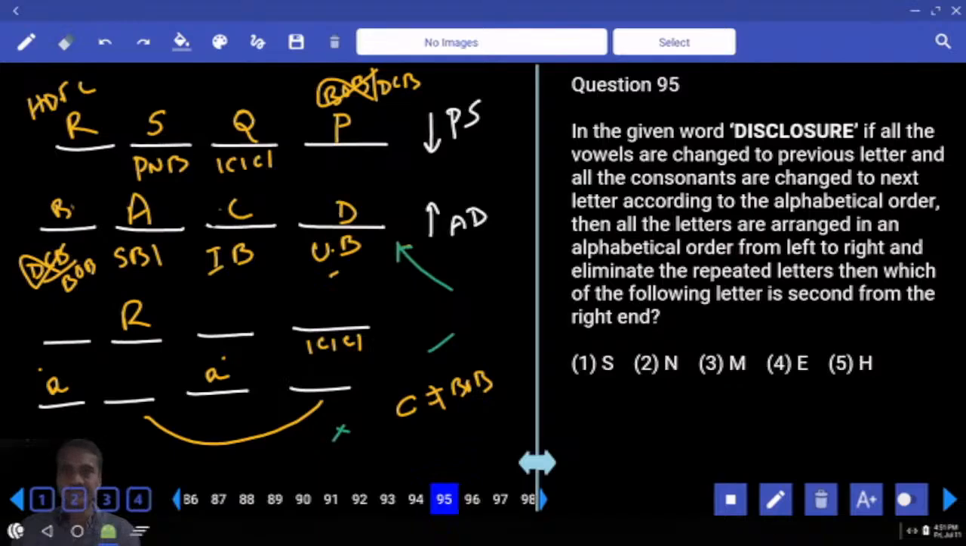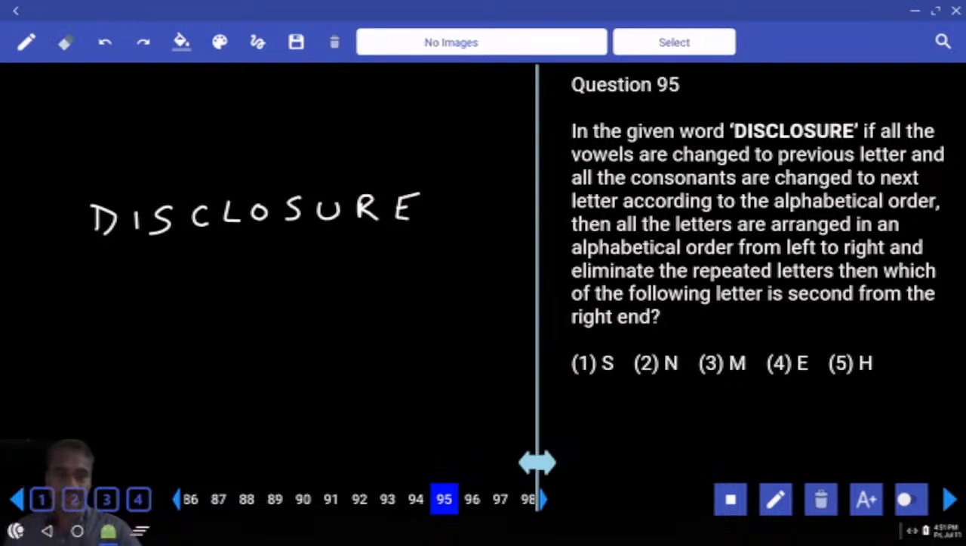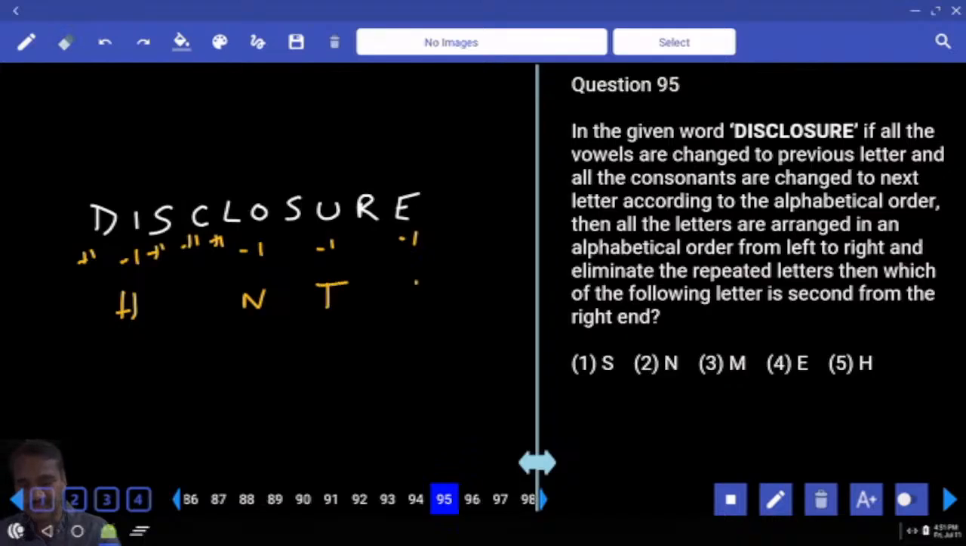Now in the given word, what is the word we have? Disclosure. DIS, CLO, SURE. Now in this word disclosure, if all the vowels are changed to the previous letter, -1, -1, -1, and all the consonants are changed to the next letter, +1, +1, +1, and so on. D +1 is E, I -1 is H, O -1 is N, U -1 is T, E -1 is D, remaining letters +1: D +1 is E, S is T, C is D, L is M, S is T, R is S.